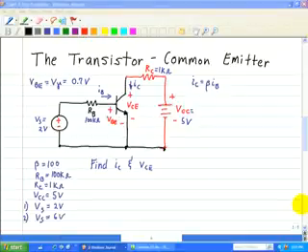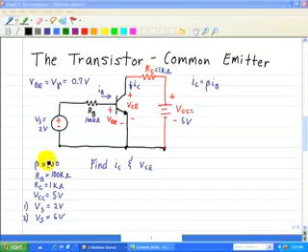Here we're given a common emitter configuration with the following values. The transistor has a beta, our current gain, of 100. RB, at the base of the transistor, is 100 kilo ohms.